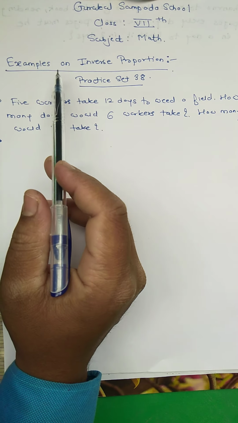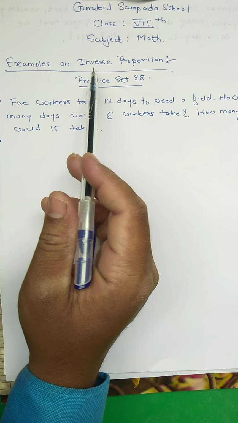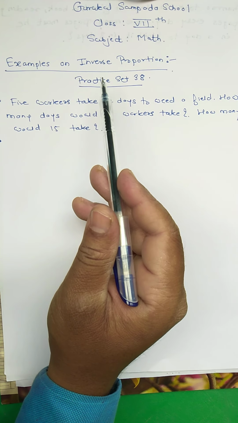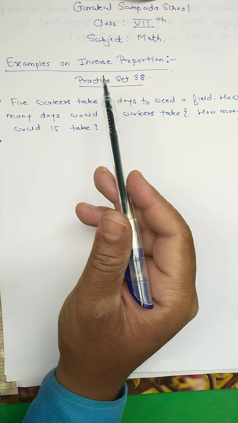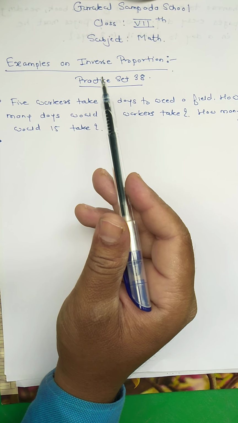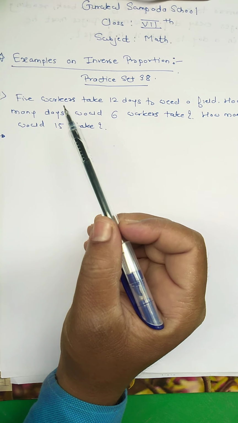Today here we are going to solve the examples on inverse proportion. Now what is meant by inverse proportion? That is, if one quantity will increase, then the second quantity will decrease. At that time we can say that two quantities are in inverse proportion.